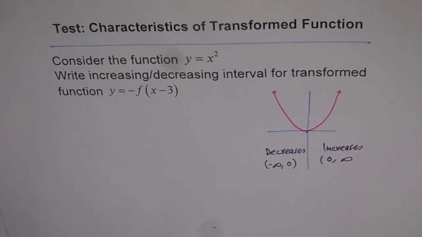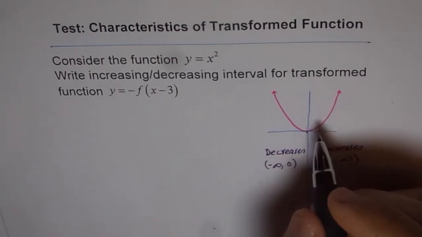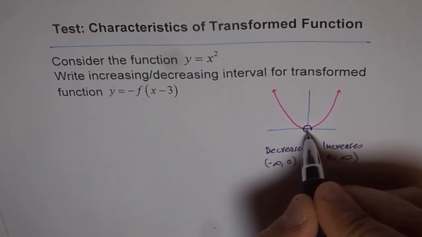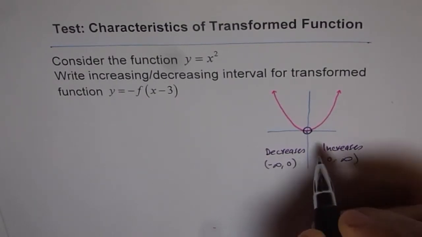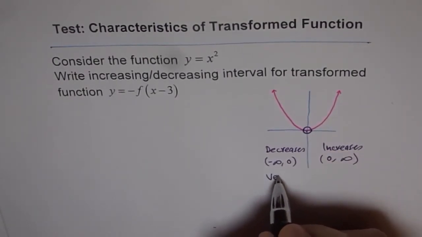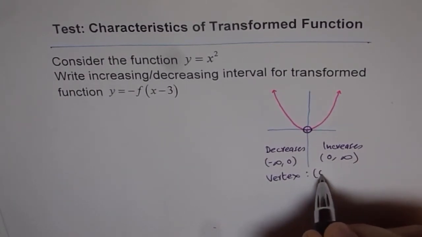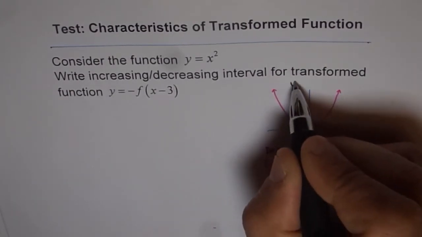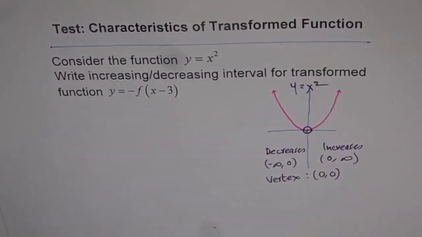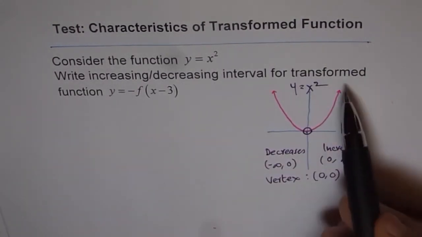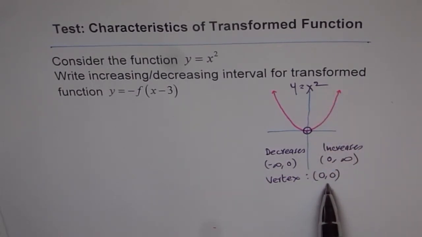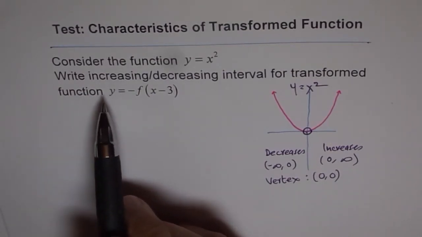But when we transform it, the increasing and decreasing intervals will change. And the point to consider is the vertex. That is the point to consider. So where is the vertex here? We'll say the vertex is at 0, 0 for our function, which is y equals x squared. So we'll basically try to see what happens to the vertex when we do the transformation. And once we know that, then we can get an idea of the decreasing and increasing intervals, which are split by the vertex. Okay, let's go back to our question.